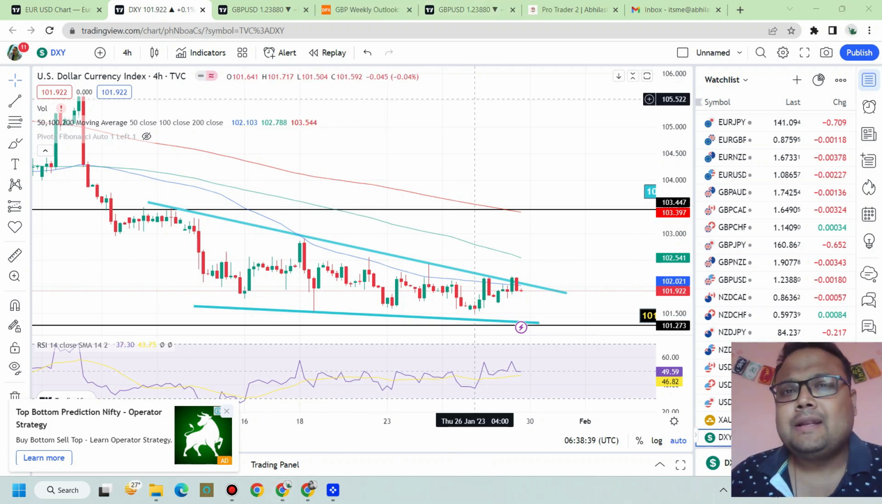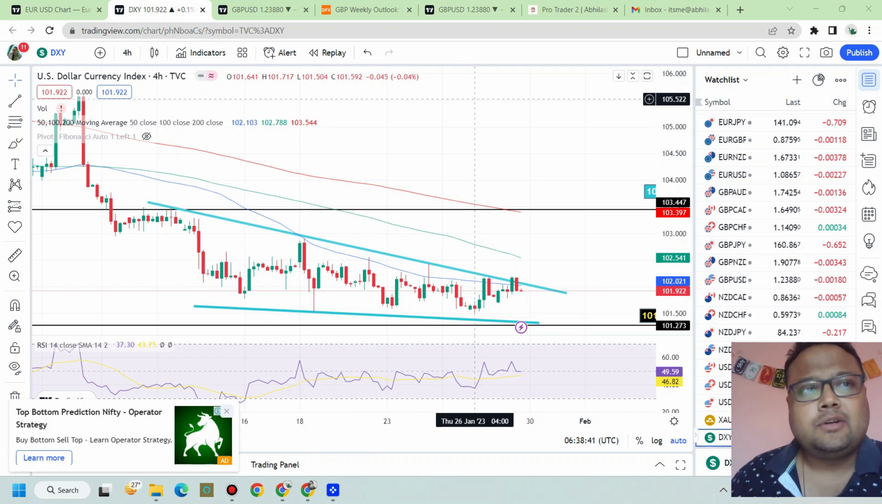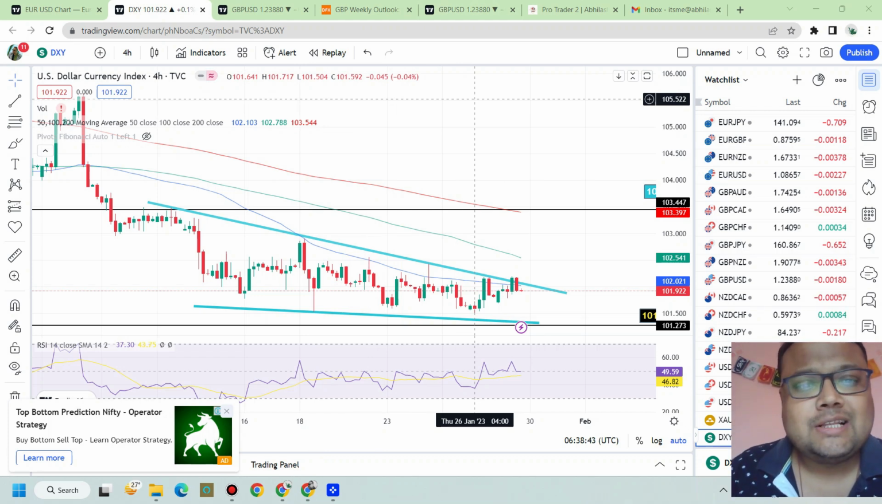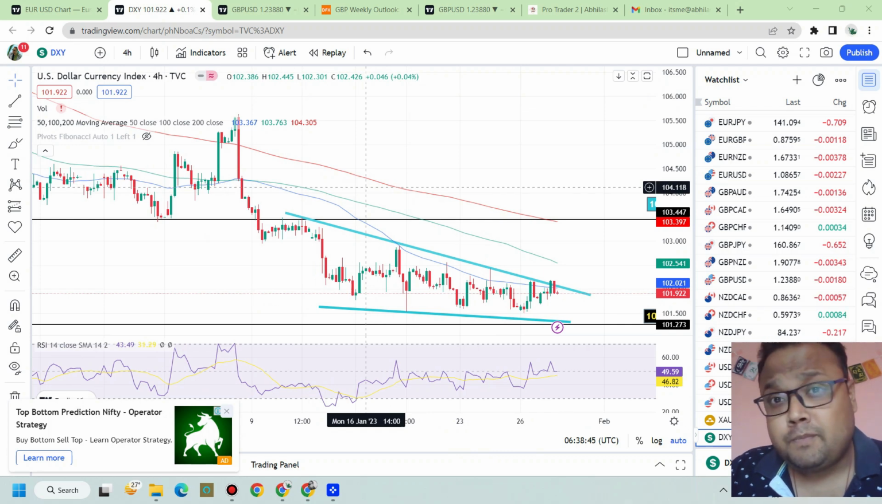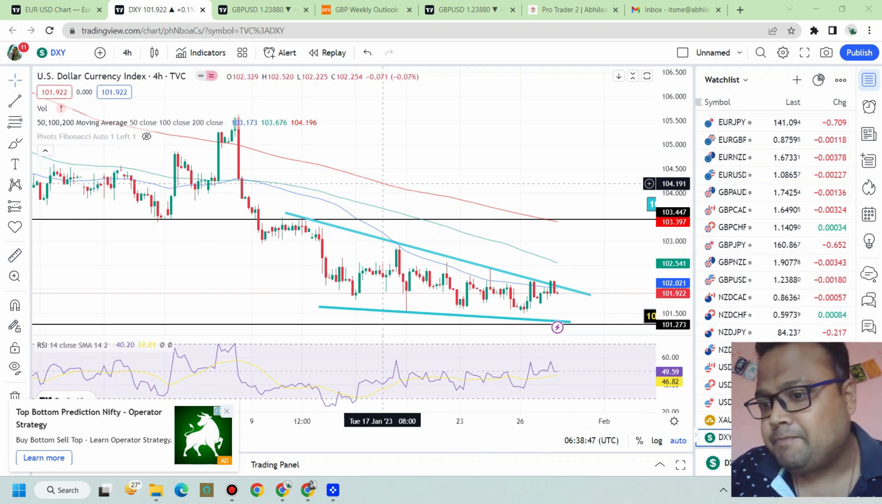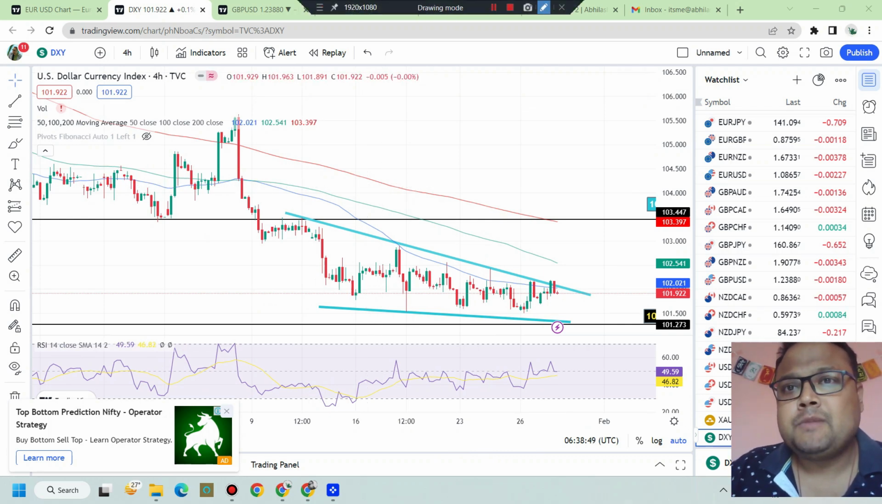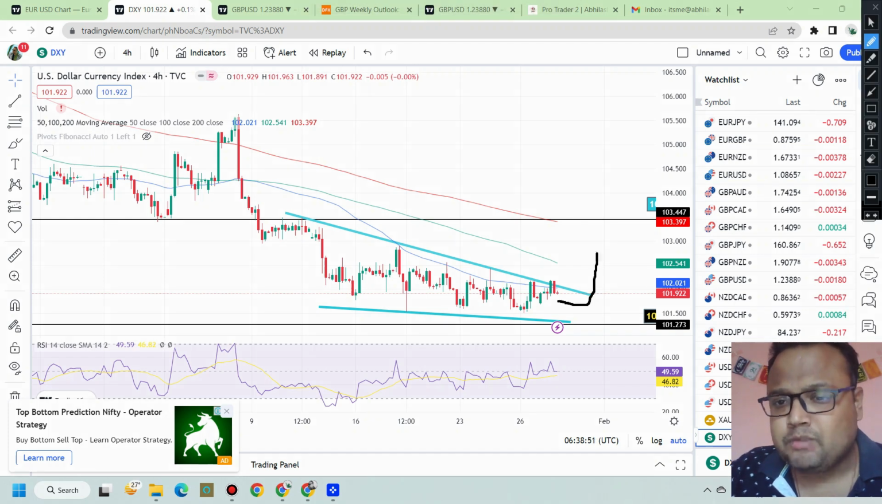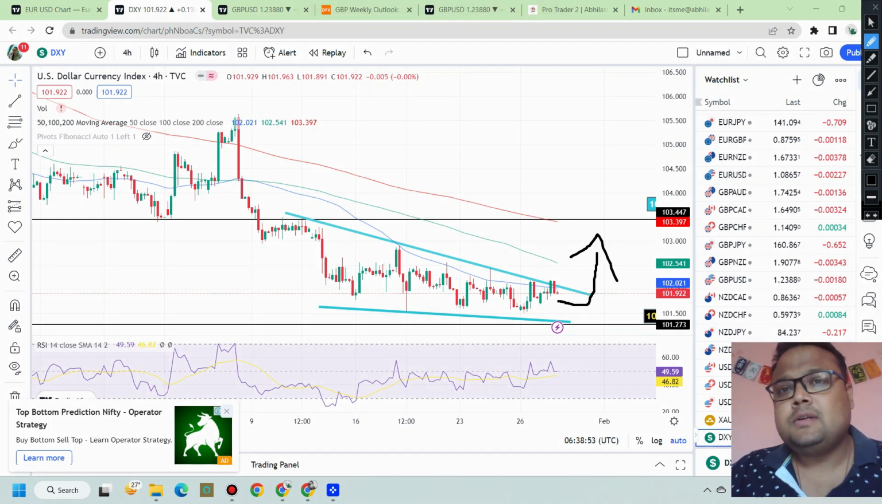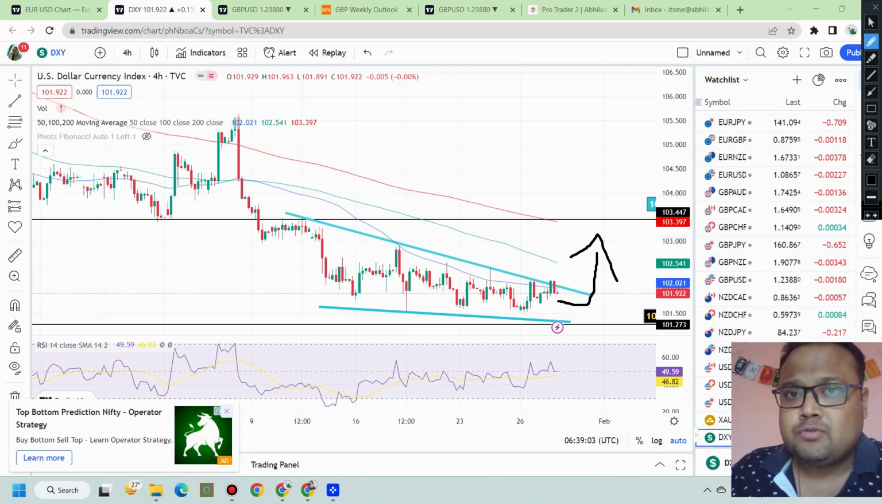All the fundamental factors are pointing towards a downside on DXY, but on the chart we can see that DXY has formed a falling wedge pattern, and a falling wedge is a trend reversal pattern. Usually we get to see a trend reversal after a falling wedge. So in the coming days, we may see some sort of recovery, some sort of upside on the chart of DXY. But right now we don't have any news yet.